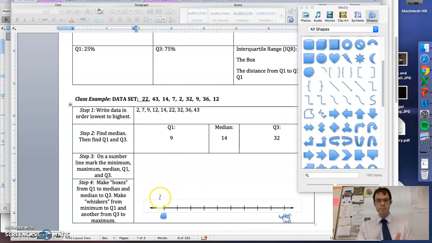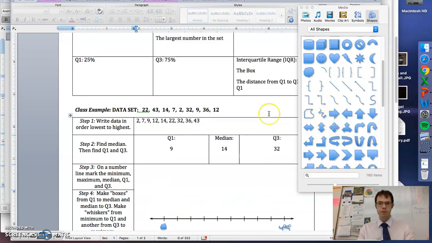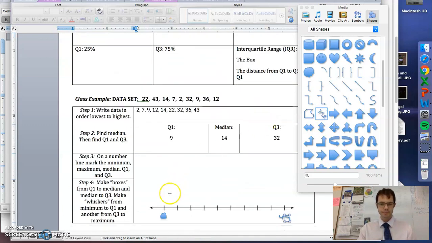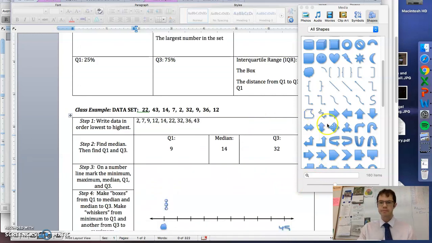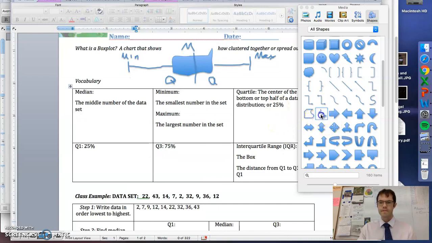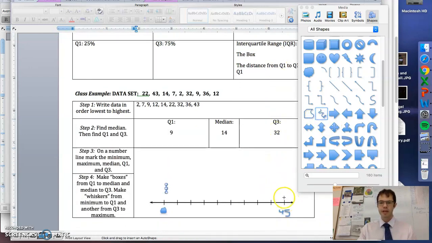So now I can actually mark down where my box is, right? So the minimum, look up here at the diagram, the minimum is the left line, and for us that's 2. So I come down here, and right here I'm going to guesstimate that 2 is right there next to 0, and I put the minimum. Now I'm going to put the maximum, which was 43. So I make a line over here where I guess that 43 is, probably just short of 45, right? Now I have my sides.